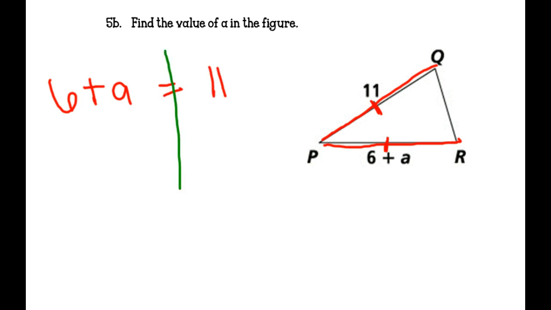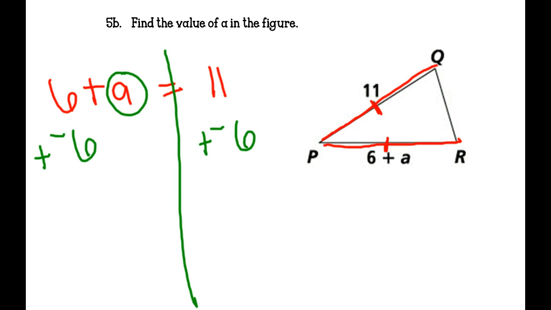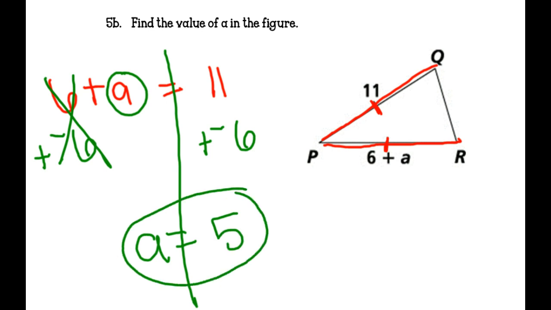We draw our line to separate, we circle our variable, and to get rid of the 6, we add the opposite, so we do plus a negative 6, and what you do to one side, you must do to the other, so we add negative 6 to both sides, cancels out, and we're left with a equals 11 plus negative 6 is 5. So a equals 5.